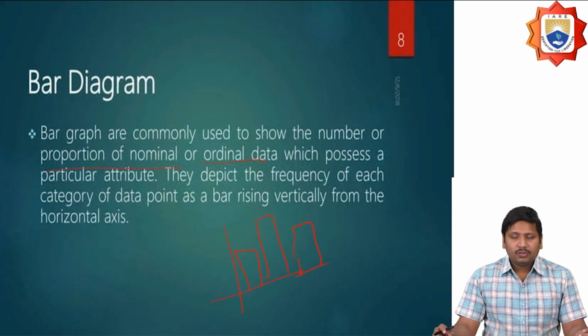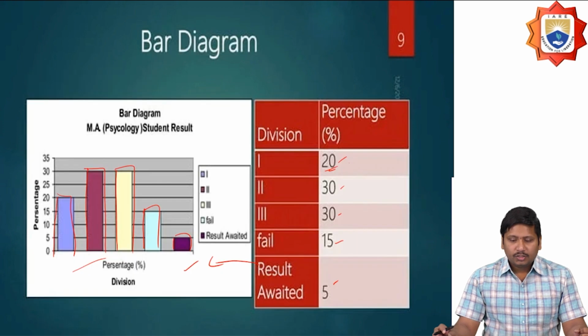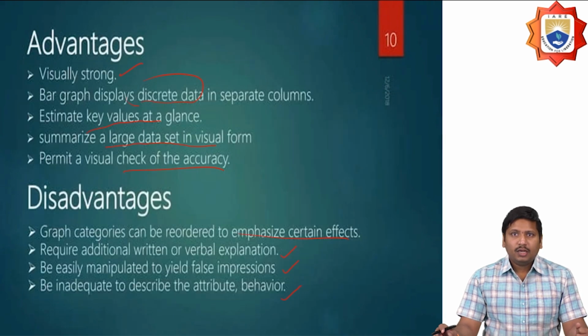Bar diagram. This is normally used to show the number or proportion of nominal or ordinal data, and this view of the bar diagram will be like this, where you can take a particular variable and construct the bar. Then, advantages and disadvantages.